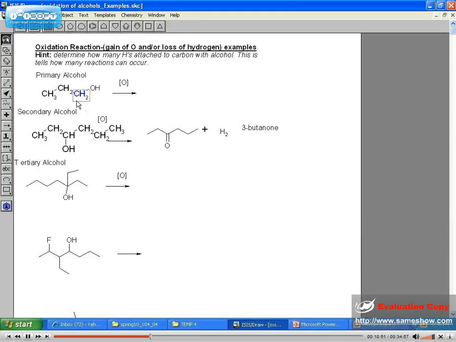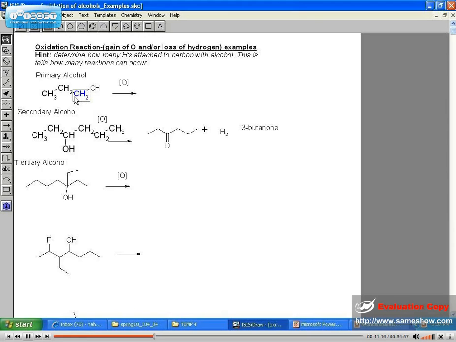We need to figure out how many hydrogens are on this alcohol bonded carbon. So the alcohol has to be directly bonded to it. This is the alcohol bonded carbon. It's also known as the alpha carbon, but we'll focus on that later. So right here we have our carbon, the alcohol bonded carbon. It has two other hydrogens.